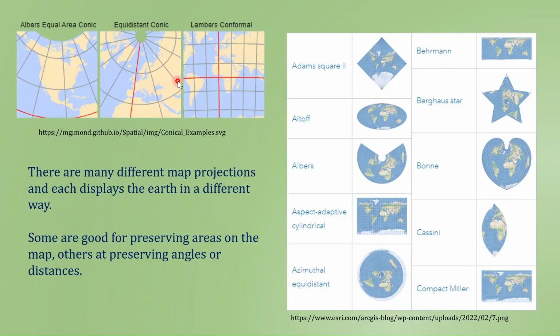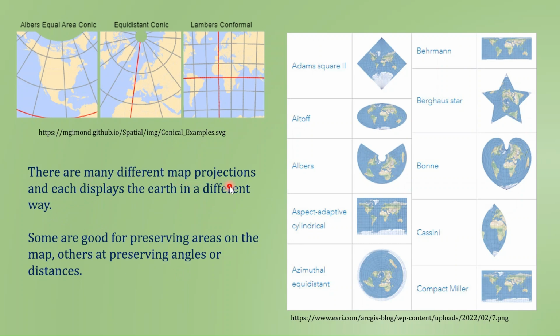There are many different types of projections depending upon which particular property they preserve. For example, here we have the Albers equal area conic projection, equidistant conic projection, Lambert's, and the conformal. The conformal generally preserves the shape of features. In equidistant, the distance between two features is preserved, and in the equal area conic projection, mainly the area of the feature is preserved.